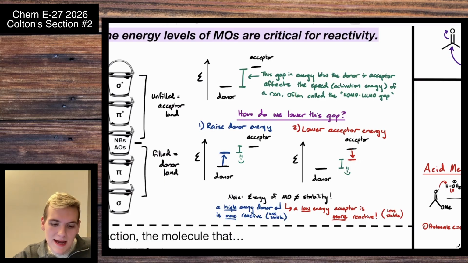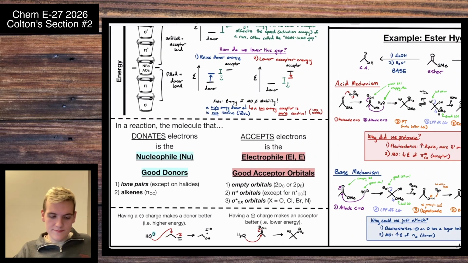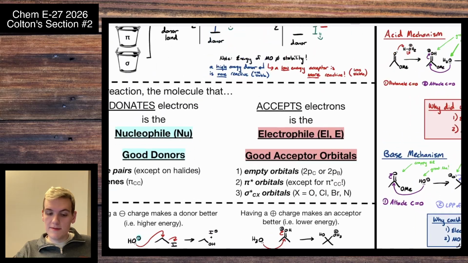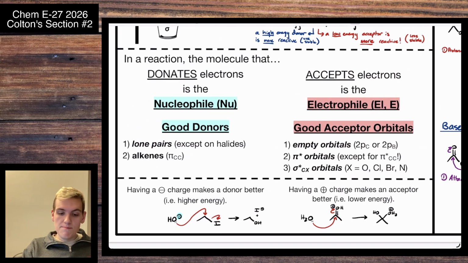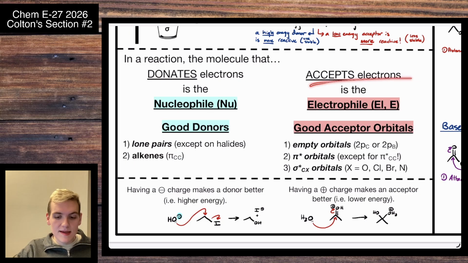So we'll keep that in mind as we look at this example at the bottom. But also, just a really quick recap of terms. The molecule in a reaction that donates, we call the nucleophile. And the molecule that accepts electrons, we call the electrophile. And then I made a list here of some good donors.